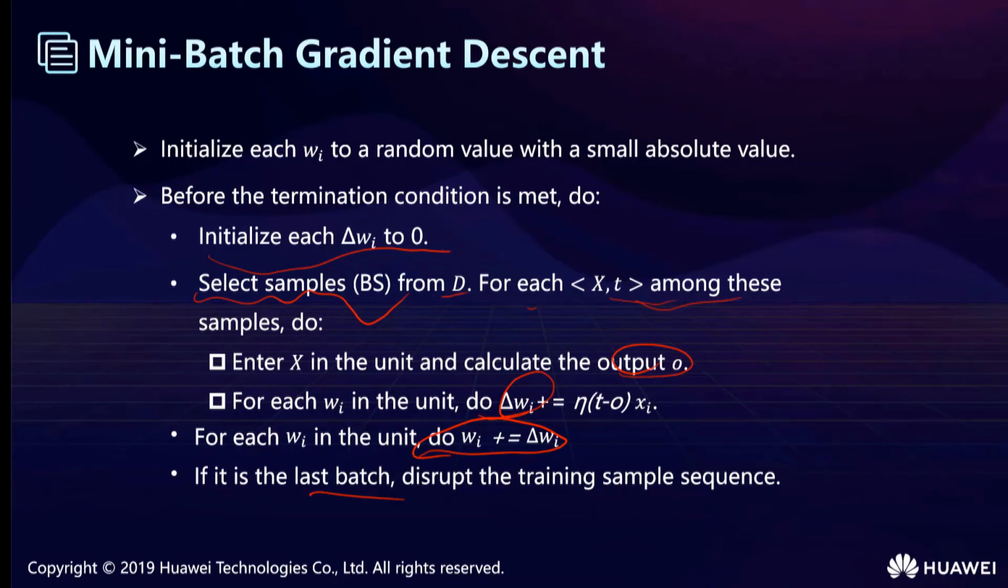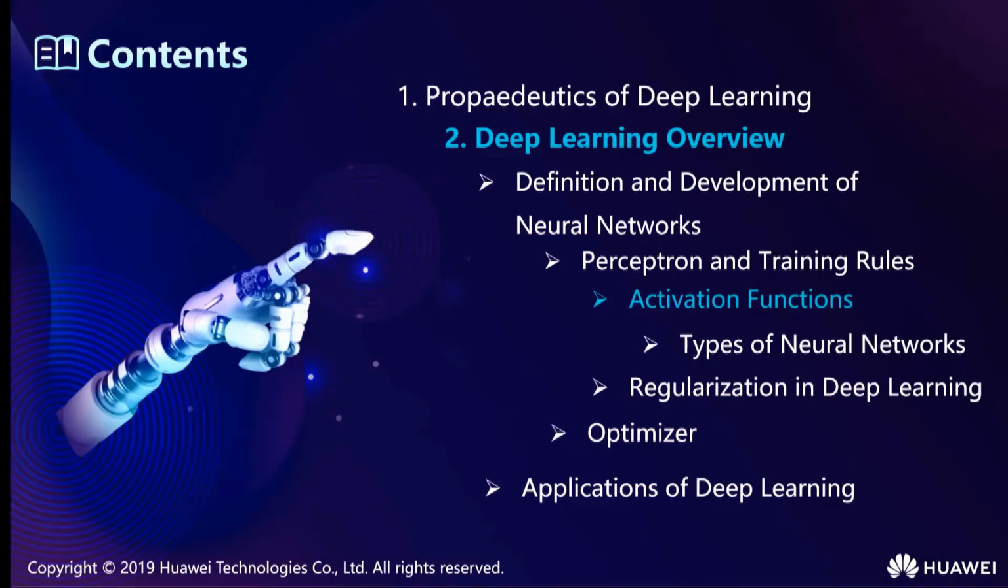Mini-batch gradient descent considers both efficiency and gradient stability. It's easier to escape local minimums and is the most commonly used gradient descent in our programs and in our daily work. Let's see the important component: activation functions.